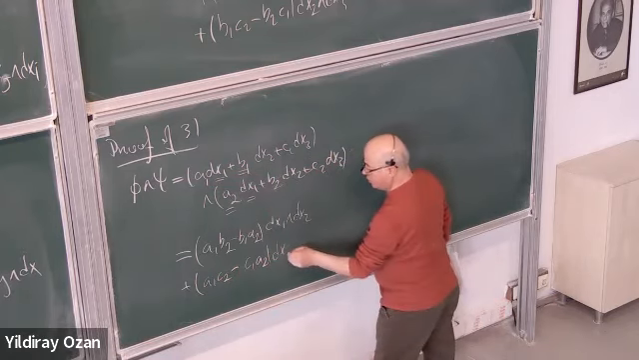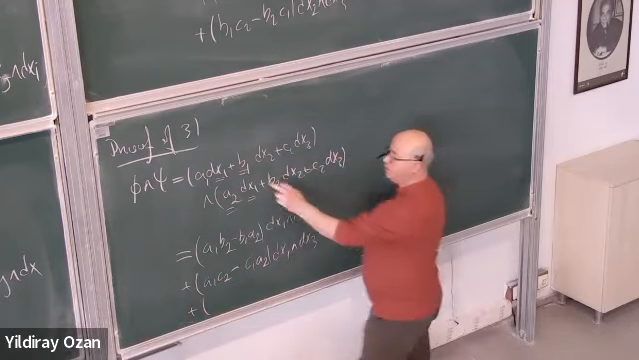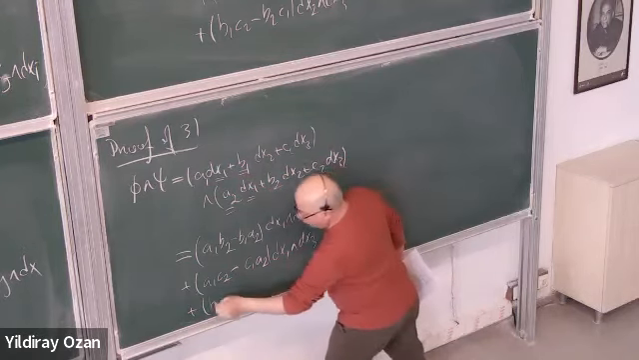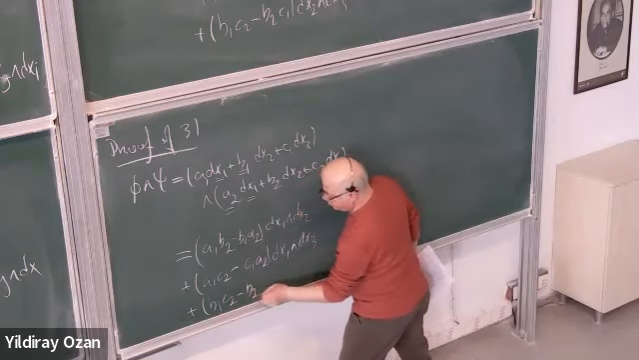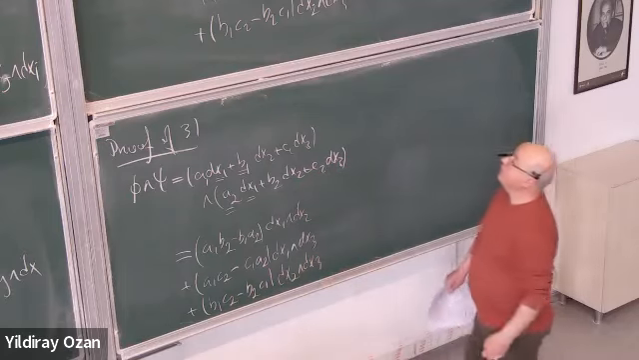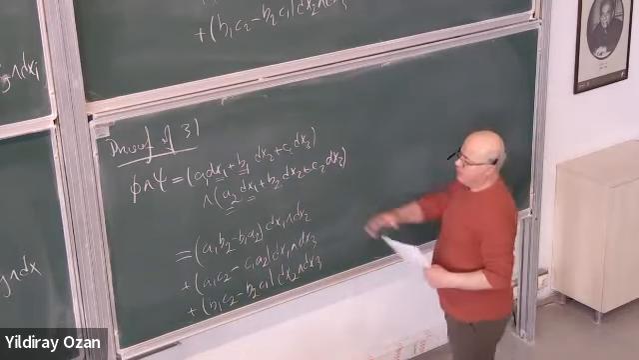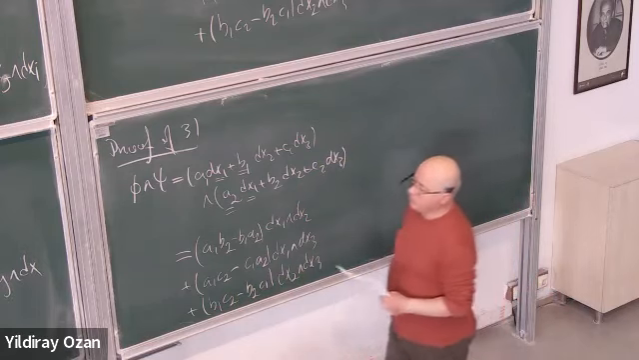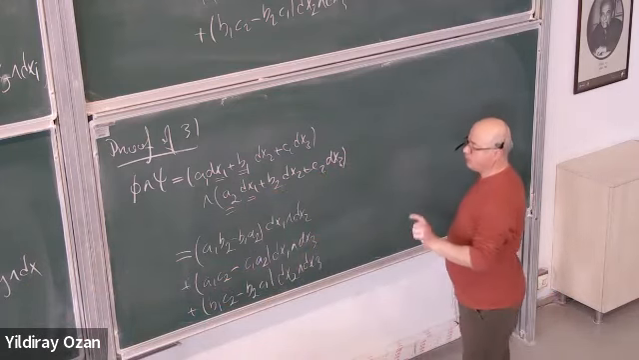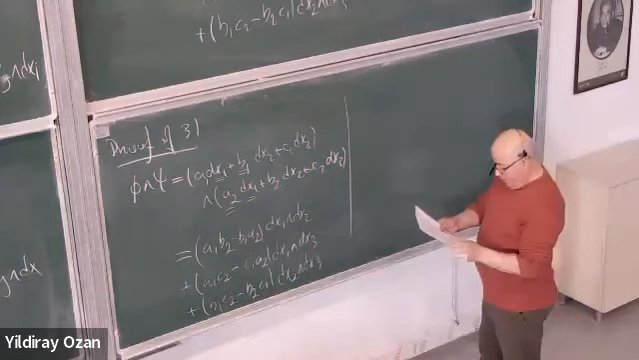dx1 wedge dx3, and then finally b1 times c2 minus b2 times c1 dx2 wedge dx3. Okay. And the fourth one is a consequence of this property that when you switch dx and dy, or dx1 and dx2, you get its negative. Okay.